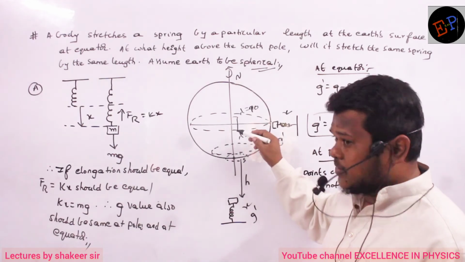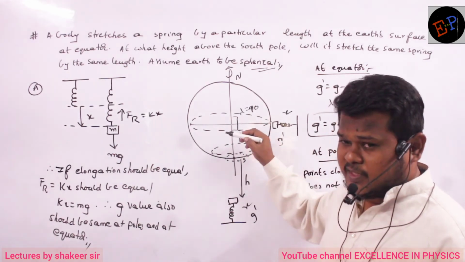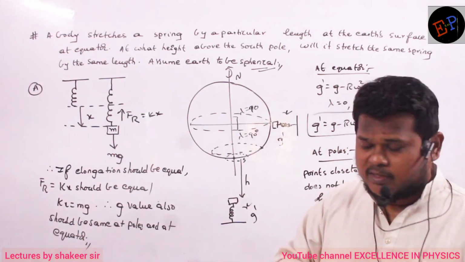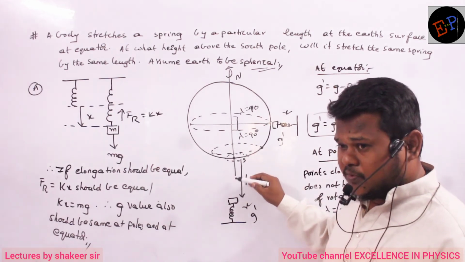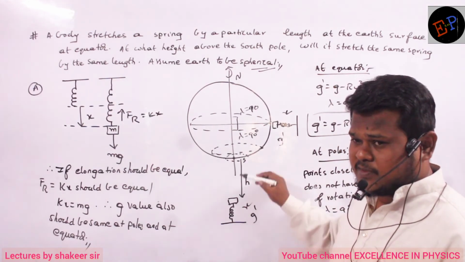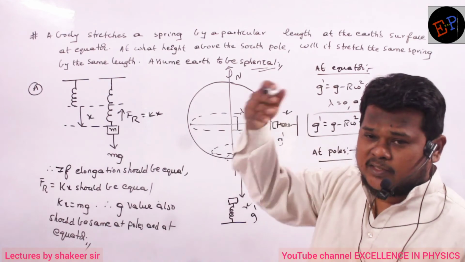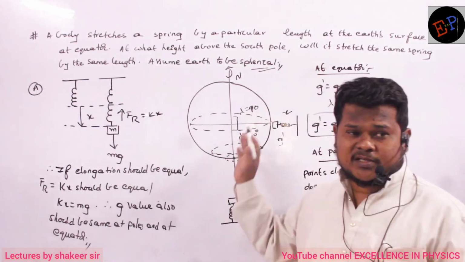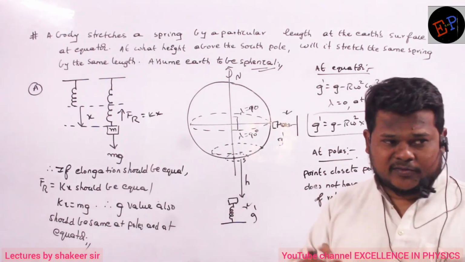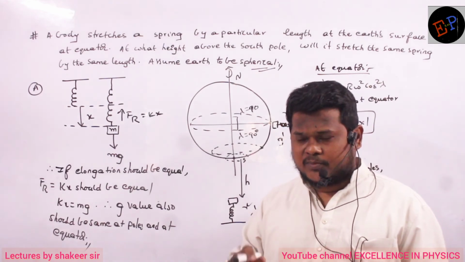Either I should go inside the earth. If you go inside the earth, then also the g value reduces, no? Or I should go above the surface of the earth. We have to go above the surface of the earth. Then only the g value reduces, because at the poles there is no effect of rotation. There is no rotation there. Are you able to understand?